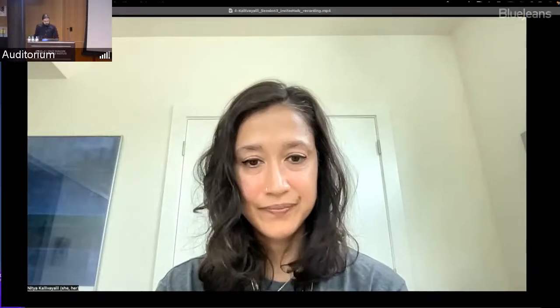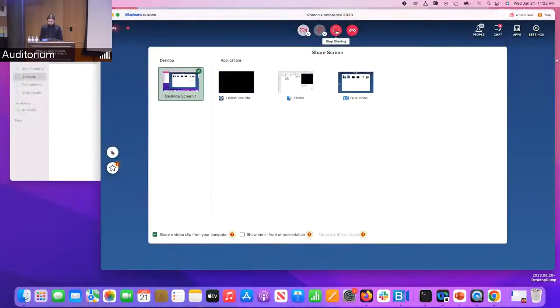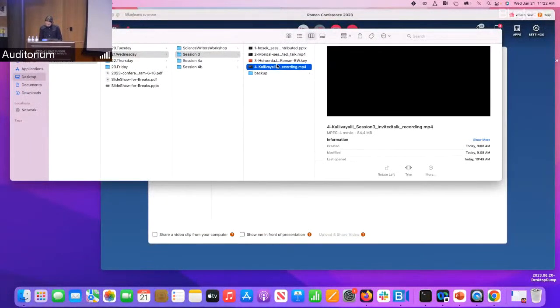Okay, so that concludes session 3, surveys within the Milky Way and nearby galaxies. Let's give a quick thanks to all the speakers. And now we will begin session 4A.